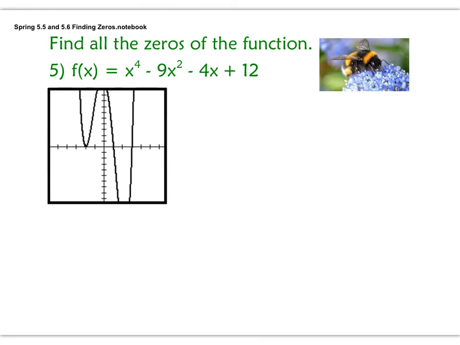All right, let's take a look here. We have find all the zeros of the function. So looking here, I see x to the 4th. I know I should end up with 4 answers, right? Should have 4 answers. All right, so looking here, I know that's crossing at 3. Right here's a nice one at 1. And then this one's at -2.